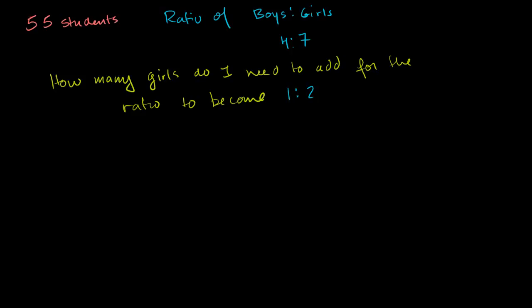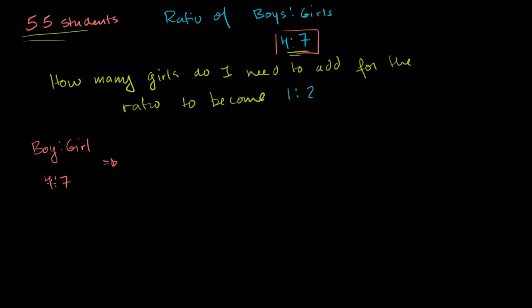Well, just going back to the basic ratio video, the first thing we can do, we know the total number of students, and we know the ratio. So maybe it'll help us to figure out the number of boys and girls we have right now. So our current ratio of boys to girls is 4 to 7. What does that mean?